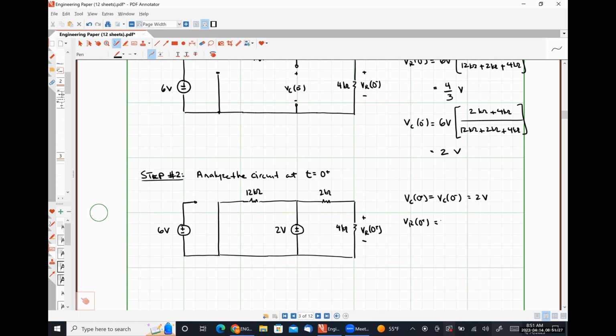So what should that be? Voltage division again, why the heck not? So 2 volts times 4 kilo ohms over 2 kilo ohms plus 4 kilo ohms. So that's 8 over 6, which is 4 over 3 again. Yeah, seems reasonable.